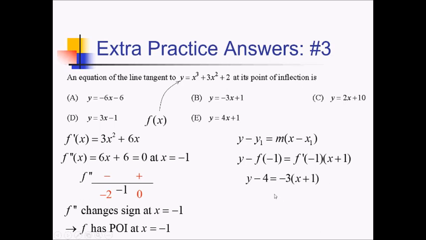Now, I said multi-step. We're not done yet, believe it or not. That doesn't match any of the answer choices. They're all in slope-intercept form. So we're going to go back and convert this into y equals mx plus b form. I can do that by distributing this negative 3. So this would be negative 3x and then minus 1.